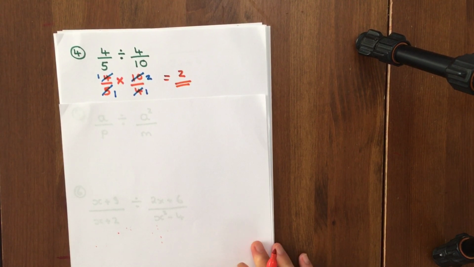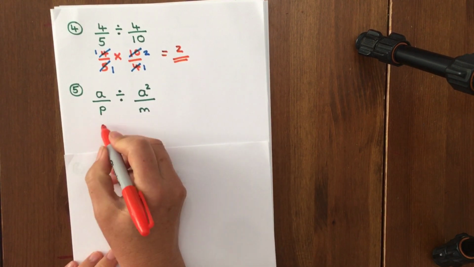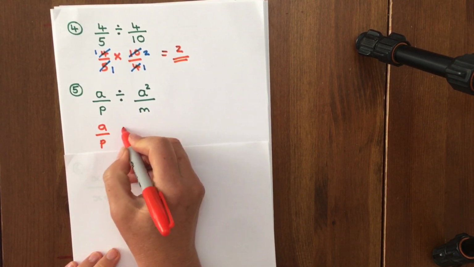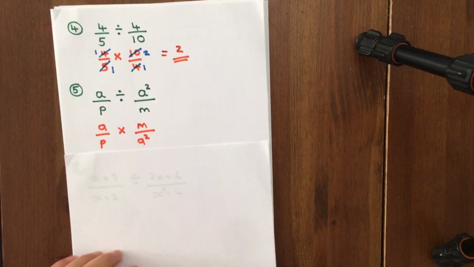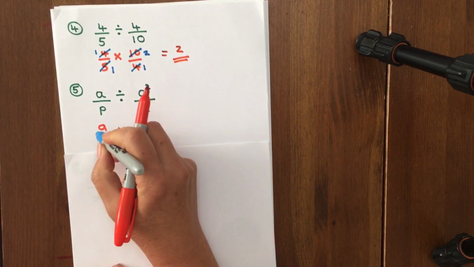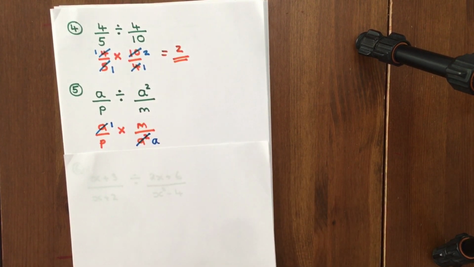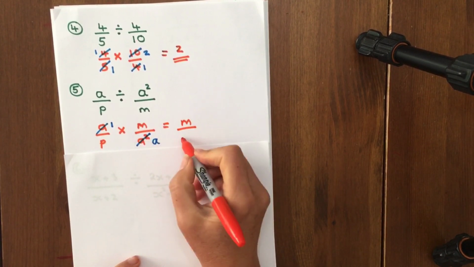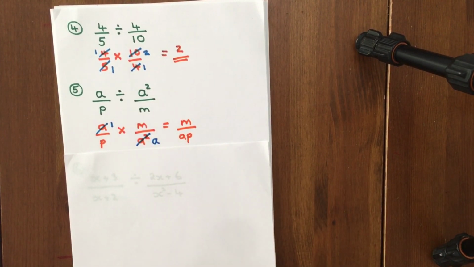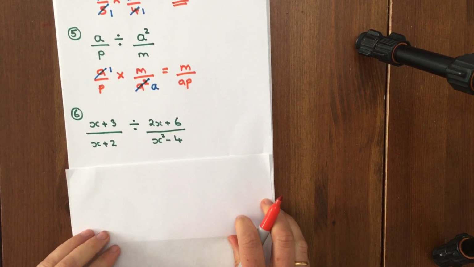Okay, so let's apply that now to algebra. Example 5. So I keep the first fraction, divide changes to times, I flip the second fraction. The only thing I can divide top and bottom here is the a's. So a goes into a once, a goes into a squared, a times. So I have m divided by, times these two together, ap. So that's my answer.